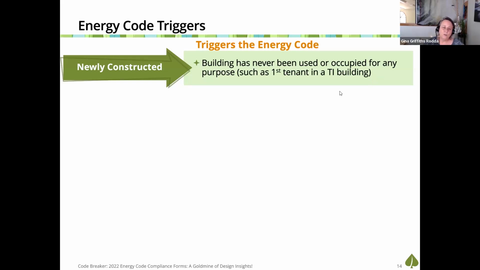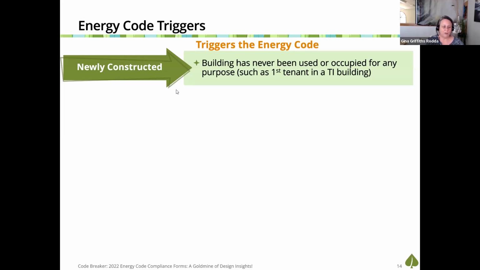But this also includes that first tenant of a tenant improvement building. That building might have been standing there for 10 years, waiting to have the first occupant, that first tenant. That first tenant will have to show compliance to the energy code as newly constructed because they're the very first tenant that has occupied that space.